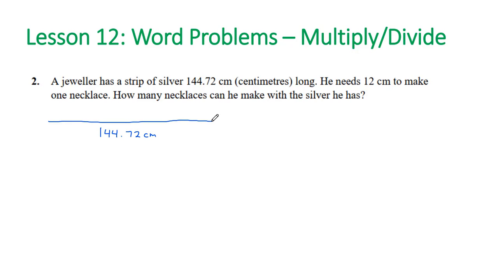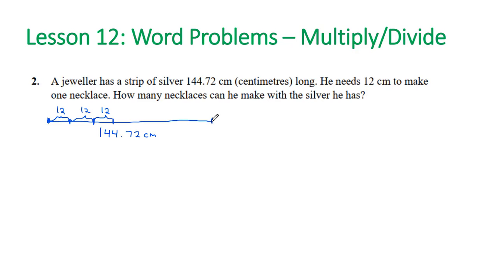144.72 centimeters is the distance from the beginning to the end of the silver. He needs to cut that off to make a necklace. So he's going to take 12 centimeters for every necklace. So what he's doing is splitting up the silver strip into chunks of 12. So how many chunks of 12 are going to be in there? How many necklaces can he make?